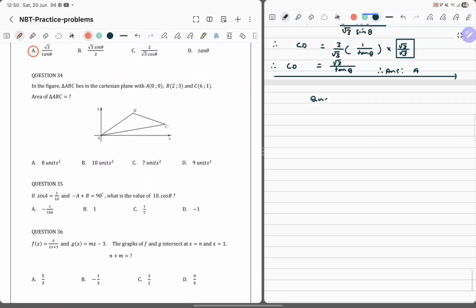Question 34. In the figure, triangle ABC lies in the Cartesian plane. Alright, A is at the origin, B is at 2 and 3, and then C is at 6 and 1. Okay. Now, what is the area of triangle ABC?